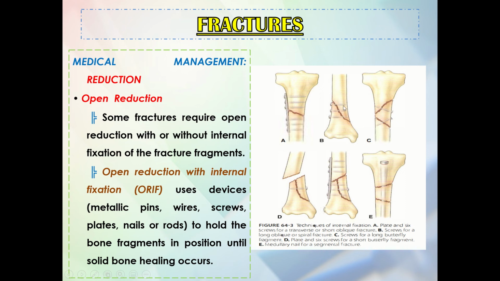So for example, this one. Ito yung fractured part. So naglagay siya ng like screws or nails or rods, pwede, para ma-promote yung union ng bone na yan. Okay, para magkaroon ng bone healing. So that is internal fixation.